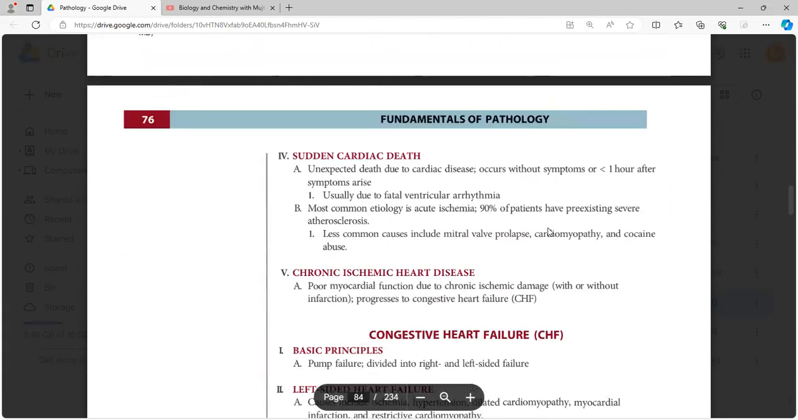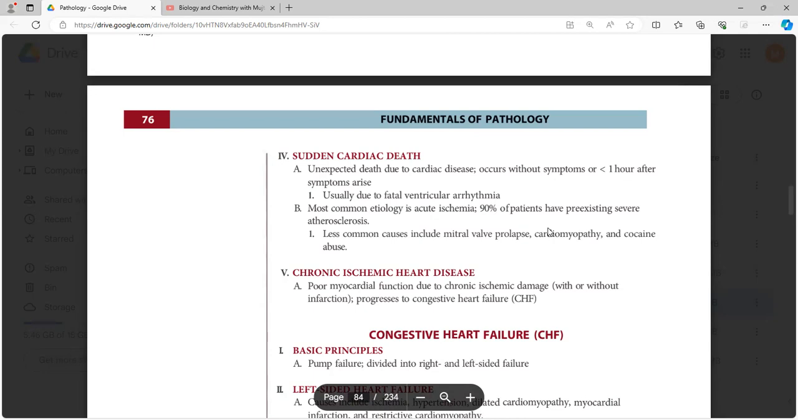So now I will be discussing the cases in which a sudden cardiac death can occur. The number one cause is a fatal ventricular arrhythmia, which is also known as ventricular fibrillation. VFib is the most common cause of 99% of sudden cardiac deaths.